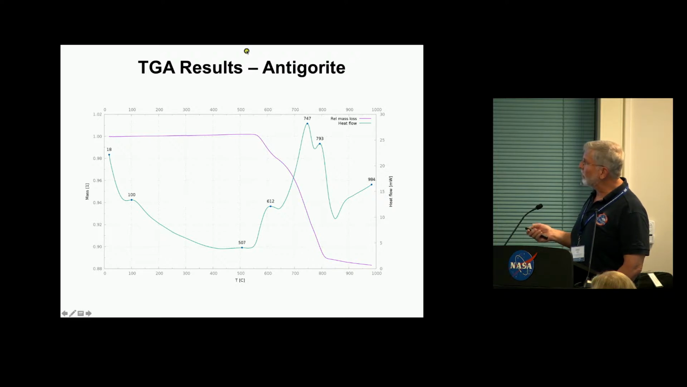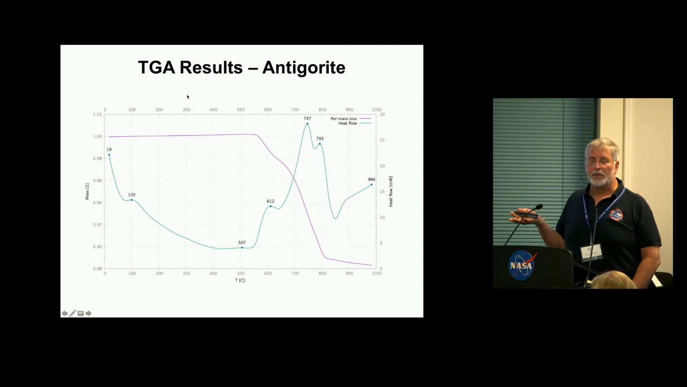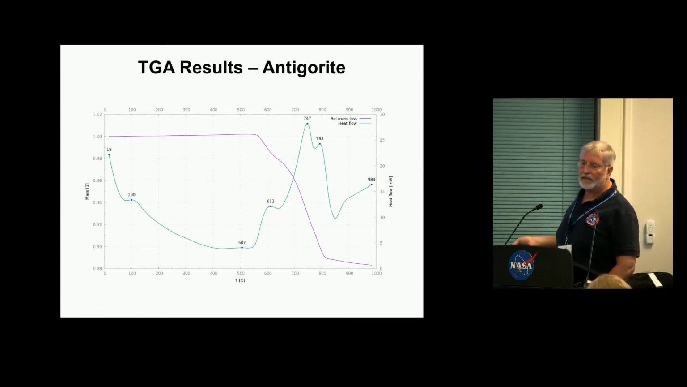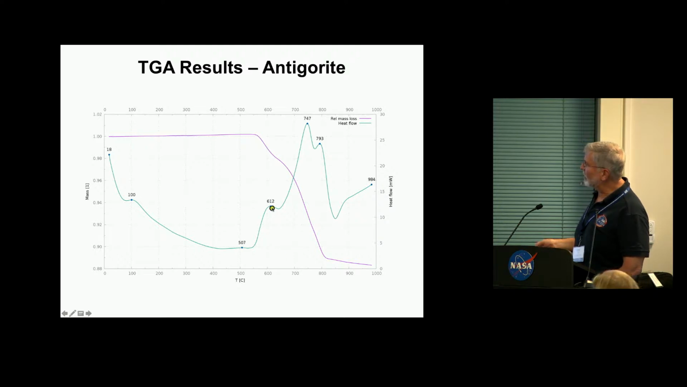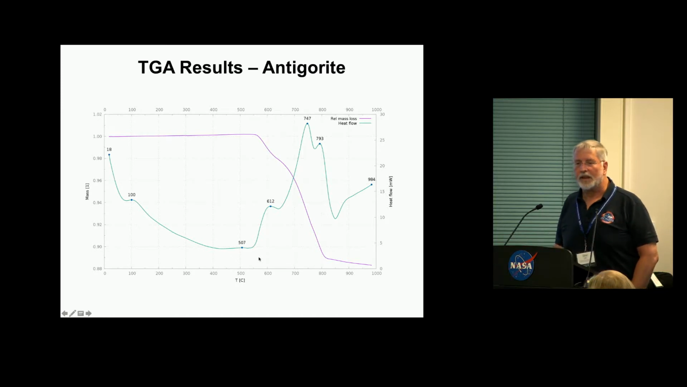doing the thermal gravimetric analysis. Basically, all you're doing is heating and measuring the mass and watching the mass loss while you're heating. And so this is mass loss, and this is heat flow. The way you interpret heat flow is that you're getting phase changes within the minerals when you see peaks or valleys in the heat flow.